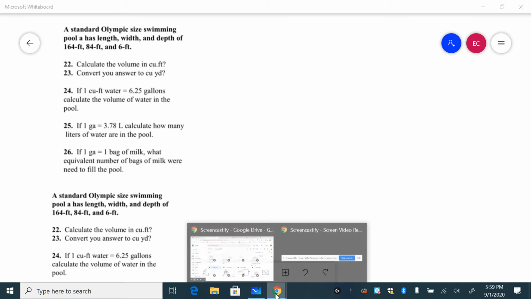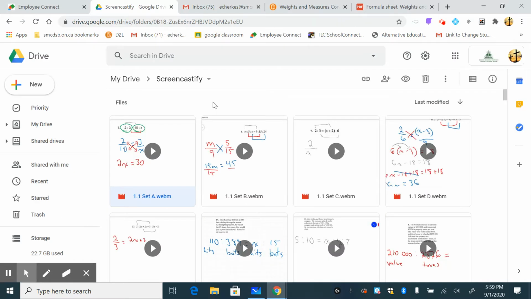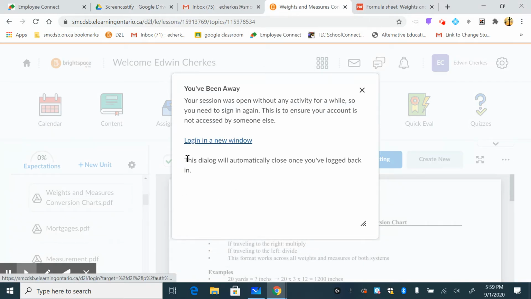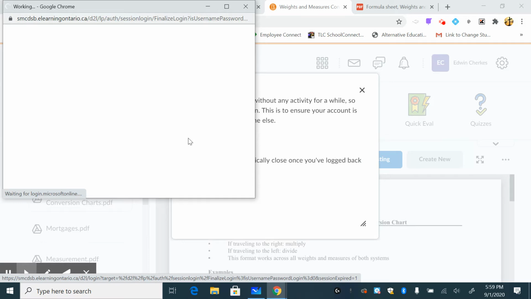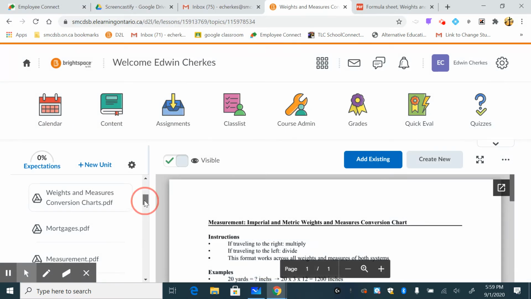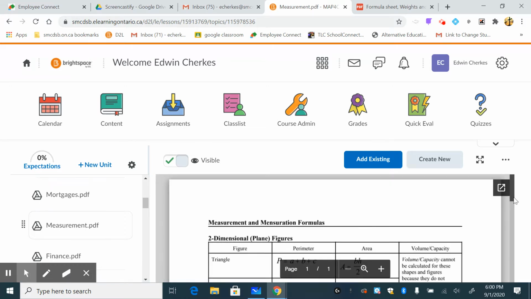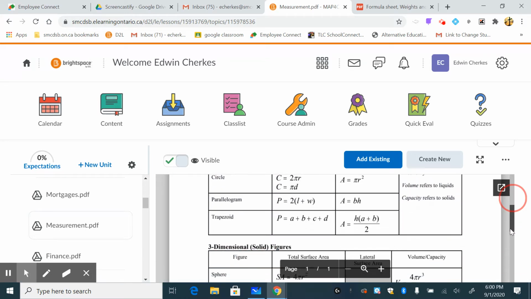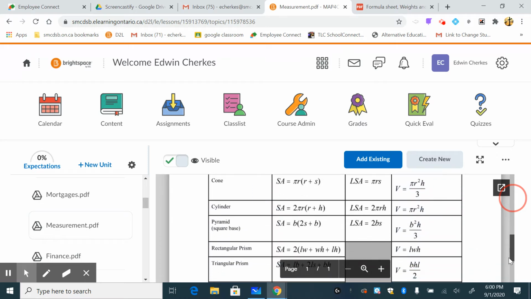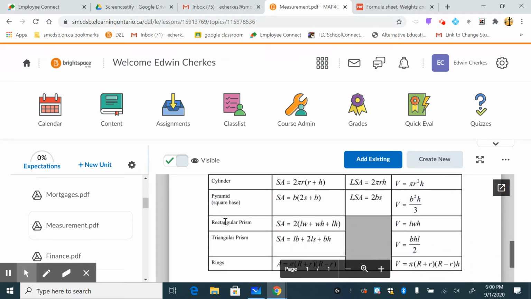Then you need to go back to our website and go to the formula page and go to the measurement section. And you're going to want to go to the 3D plane section. So you're going to keep going and look for rectangular prism. There's rectangular prism, and over here it says length times width times height. So height and depth are the same thing.